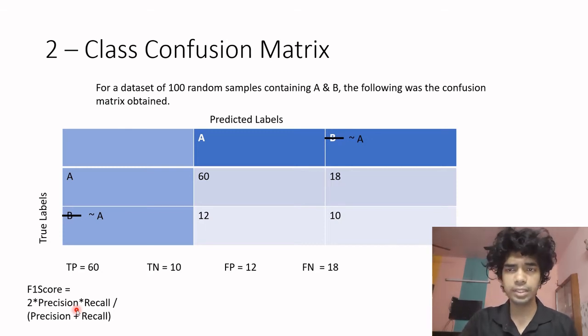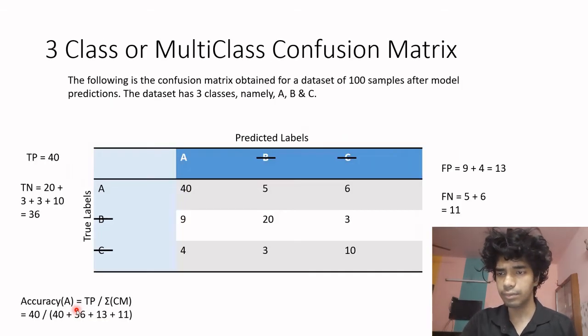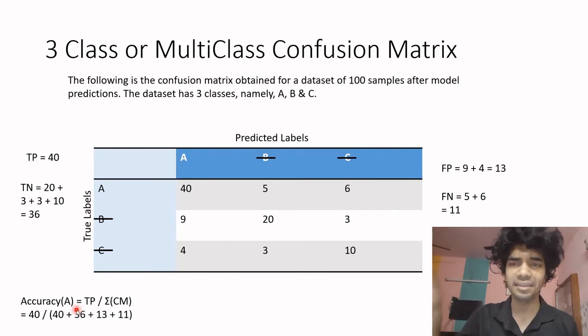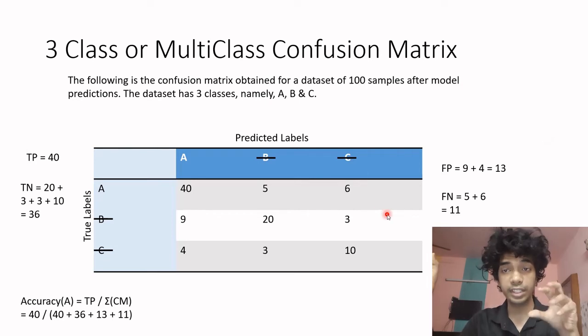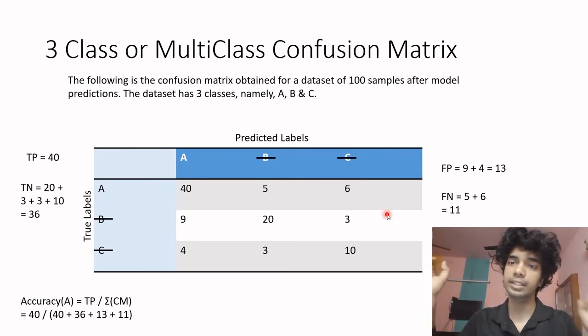This was for two-class confusion matrix. I think this is very simple. However, when we proceed to three-class confusion matrix, things become slightly technical. So why? We calculated these values: true positive, true negative, false positive, false negative. However, these values were only for class A.